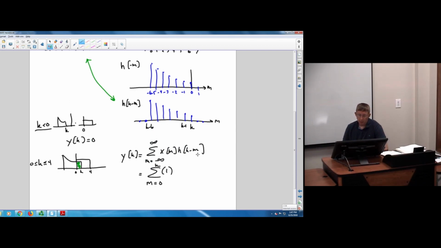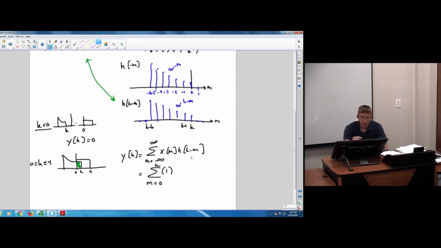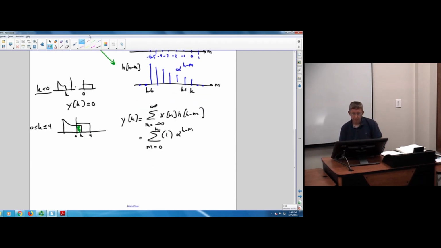On this interval, what is h of k minus m? We didn't give an equation for it. This was alpha to the m. This is alpha to the minus m. This is alpha to the k minus m. We actually have an equation for that. For each one of these pictures, there's actually an equation. All right? This is m. M gets replaced by minus m, shifted by k. So this is actually alpha to the k minus m.